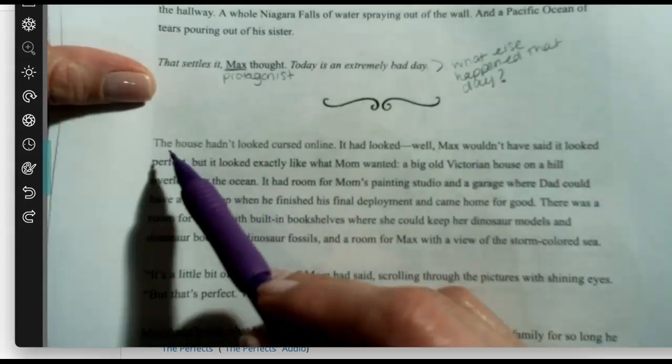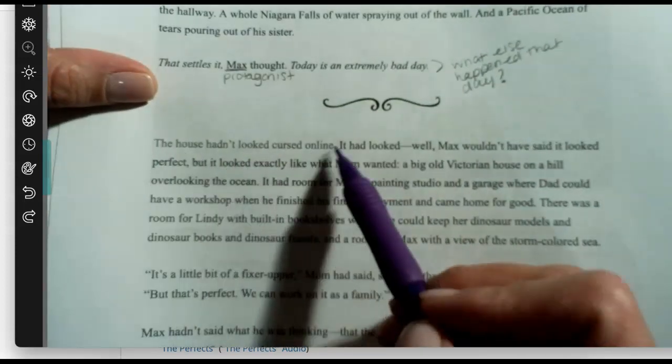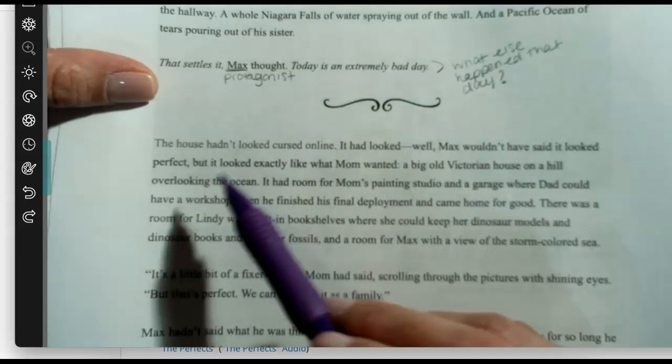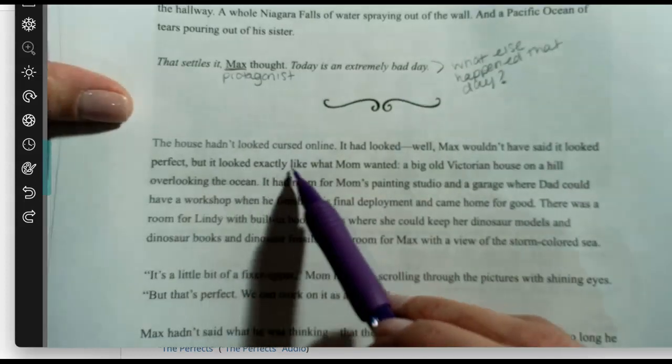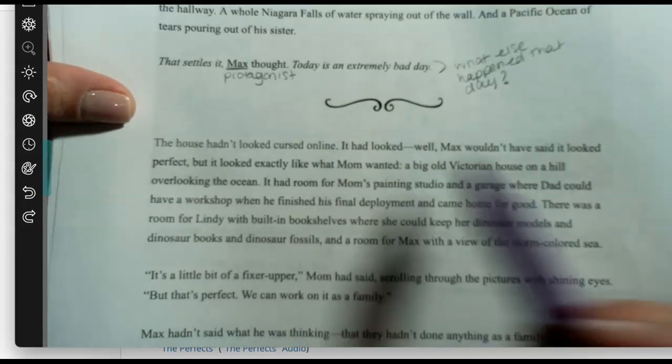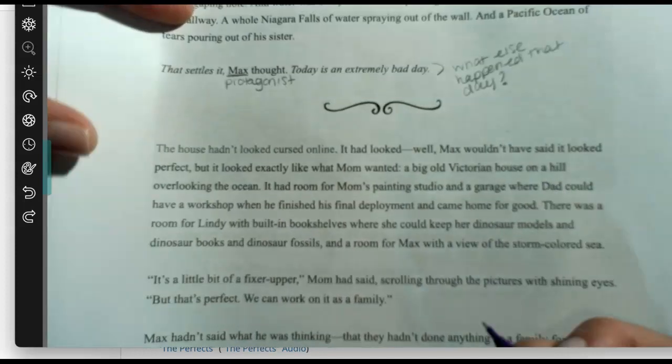The house hadn't looked cursed online. It had looked, well, Max wouldn't have said it looked perfect, but it looked exactly like what Mom wanted, a big old Victorian house on a hill overlooking the ocean.